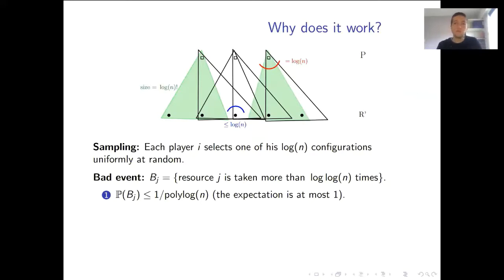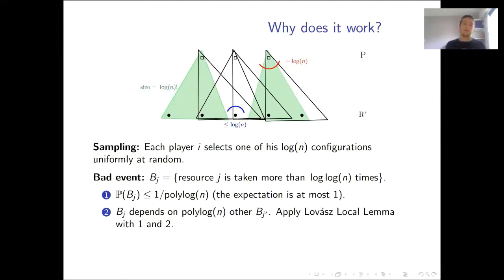So what's the probability of one bad event happening? Well, because the degree of each resource is at most log n, and because each hyperedge is chosen with probability 1 by log n, since the players have log n configurations, in expectation each resource is taken at most once. So the probability that it's taken more than log n times is roughly 1 by polylog n.